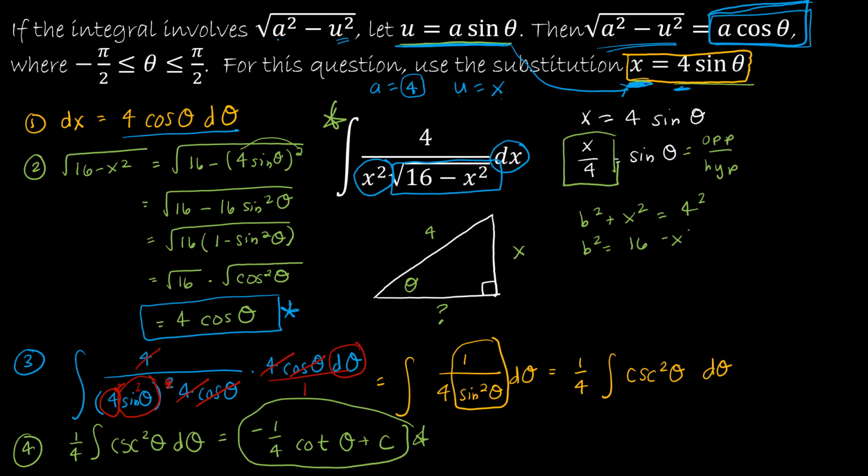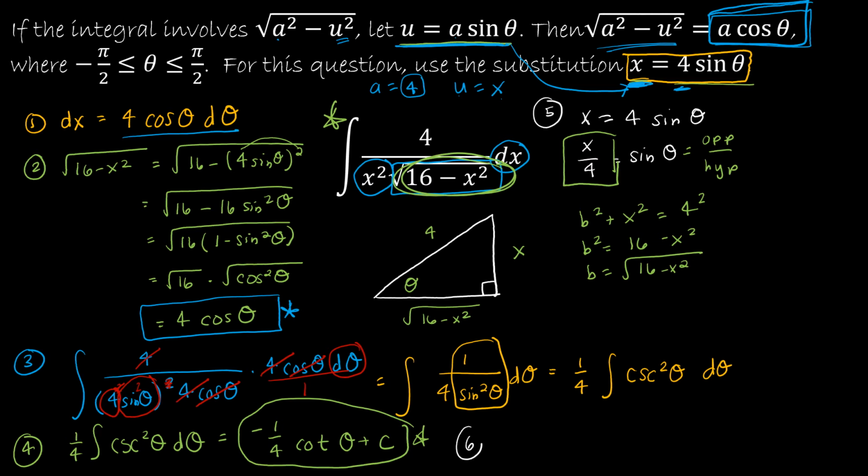16 minus x squared, and then that means b is root 16 minus x squared, which should look pretty familiar to you. So this guy is 16 minus x squared. So why did I have to do all of that? It seems kind of silly. But I'm sorry, this is step 5, is to make your little triangle.